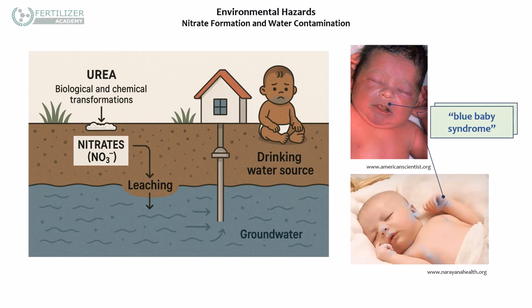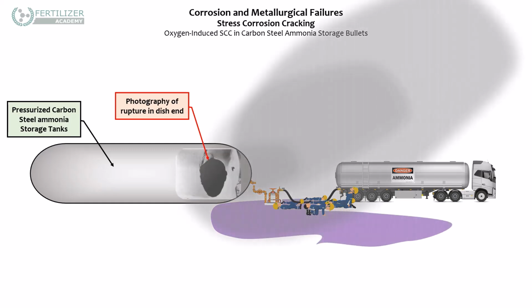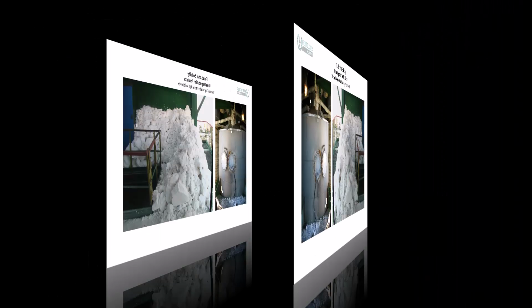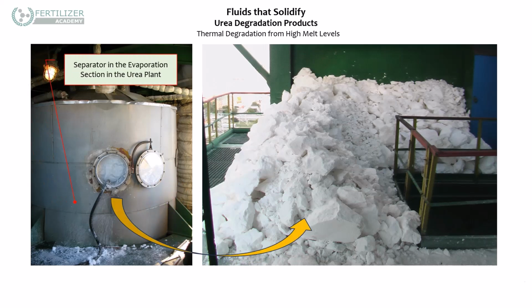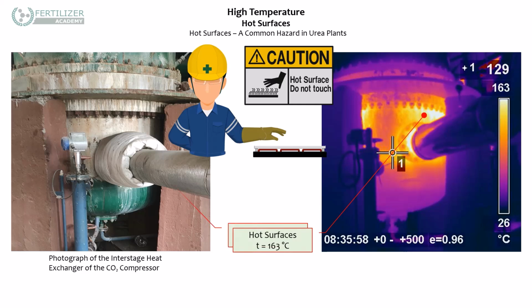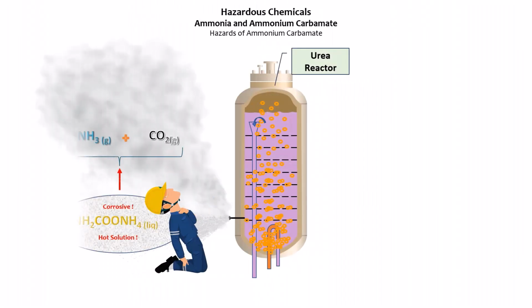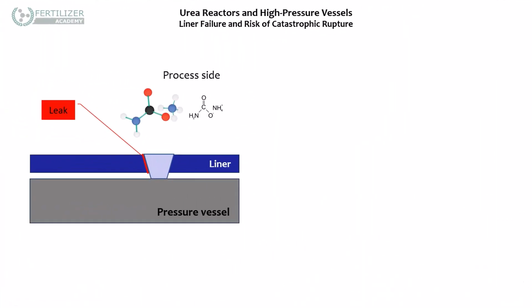Every chemical has inherent hazards. Urea is no exception. You will learn about risks of ammonia release and carbon dioxide under pressure, fluids that solidify, fire and explosion hazards, elevated temperatures, and physical risks. Understanding these hazards is the first step towards effective accident prevention.